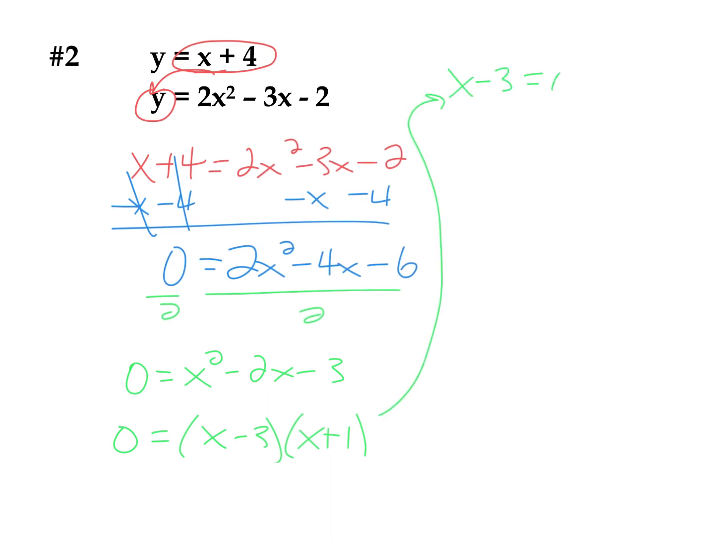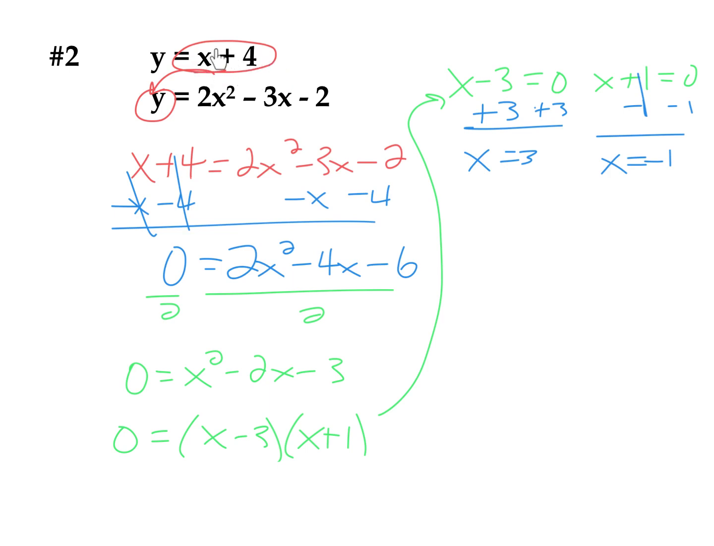X minus 3 equals 0, x plus 1 equals 0, and then when I solve each of these, I'm going to get x equals 3, subtracting 1 to cancel that out here, and I get x equals negative 1. Now I need to plug those back into an original equation.